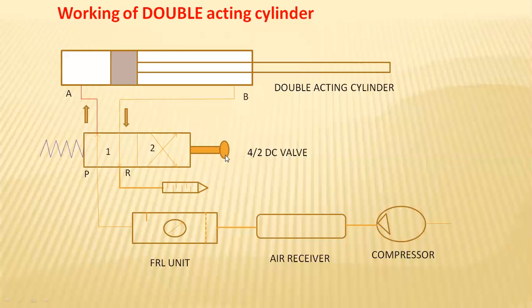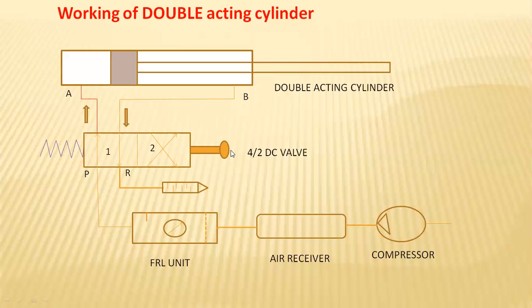So, without any application of force on the DCV, the air enters directly, and the pressurized air moves the piston in the extension direction, nothing but the forward movement. At that time, the air being released from port B comes here and is released directly to the atmosphere.